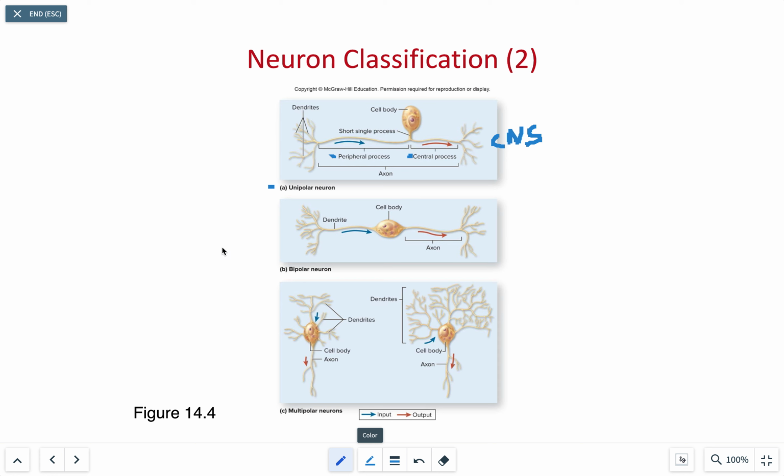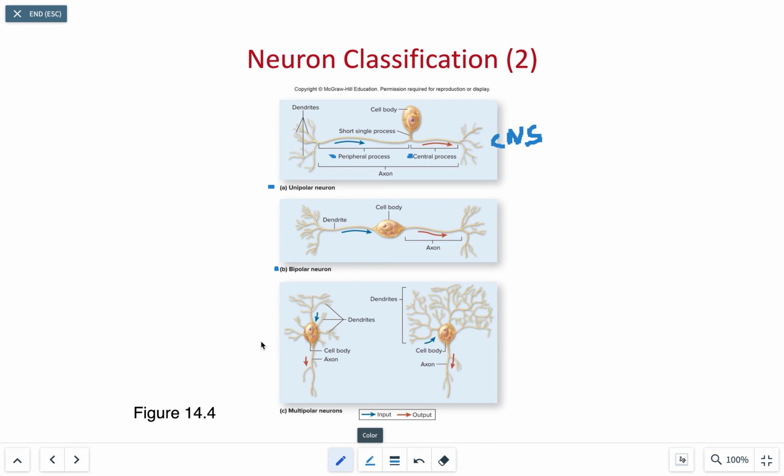The next one is the bipolar neurons. These are very limited, so they're limited to specifically special senses. We see these in the olfactory epithelium of the nose, and also in the retina of the eye. So again, special sense organs, dendrites are connected to another dendrite. The cell body is going to process that information and then eventually deliver it to the central nervous system.